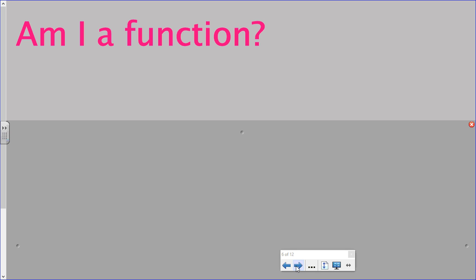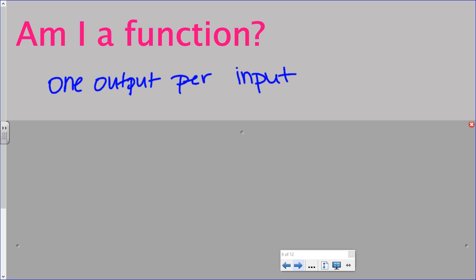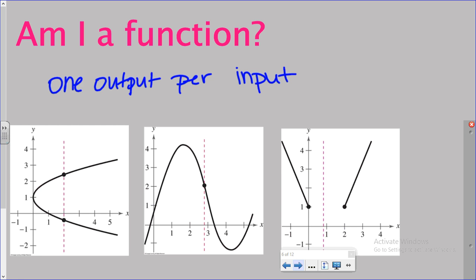Is it that one element of the domain is exactly linked to one element in the range? Okay, there is only one output for every input. Basically, an x value can only have one y value, right? And we have a test that we use. What's that called? The vertical line test. The vertical line test will tell us if there is only one output per each input.